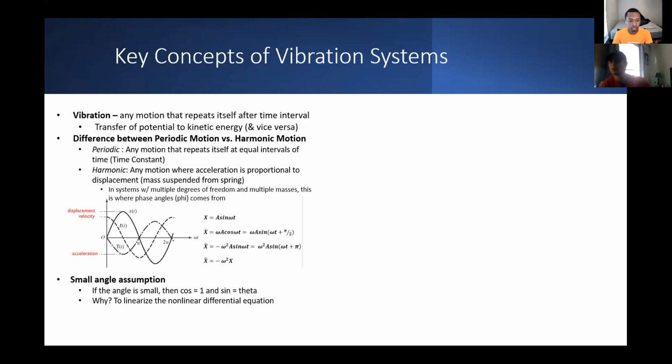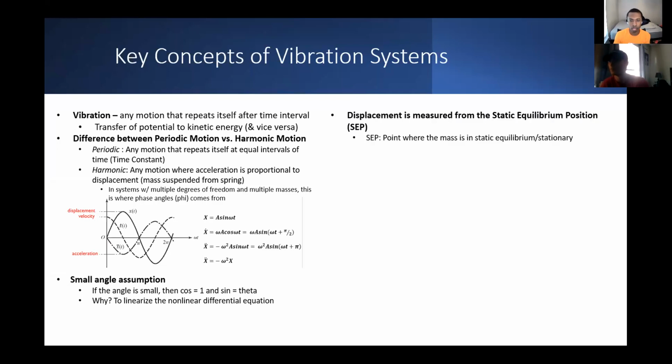A good thing to know is the small angle assumption. We should all know that by now. If the angle is small, which with all of these problems, unless explicitly stated in the problem, you can assume this. So cosine of theta, or cosine of 0, is 1, and sine of that angle would be theta. It's to linearize the nonlinear differential equation, so we can compare it to the characteristic equation. That's why we want to assume that.